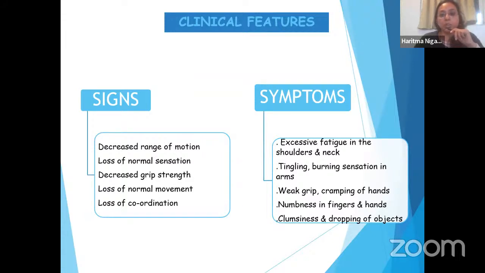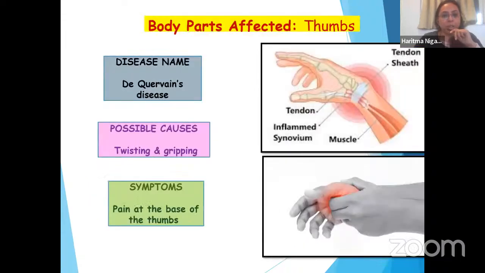Your symptoms include excessive fatigue in the shoulder and neck, tingling and burning sensation in the arm, weak grip, cramping of hands, numbness in fingers and hands, and clumsiness in dropping objects. Now, these are the major, or we can say common, diseases. One by one, we can see.